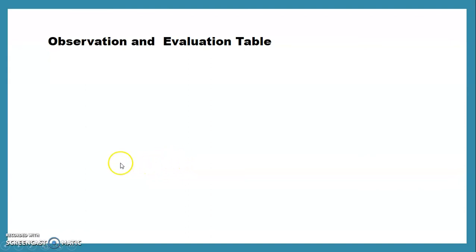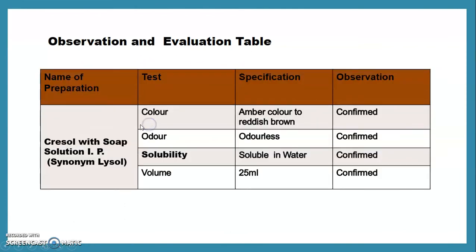After going through the stepwise procedure in the laboratory, we see the observation and evaluation table. Our observation and evaluation table contains the name of preparation, test, specification and observation. Cresol with soap solution IP, whose synonym is Lysol. The tests which we perform are color, odor, solubility and volume. The color of our preparation is amber to reddish brown. Then odor is odorless. Solubility is that it's soluble in water.